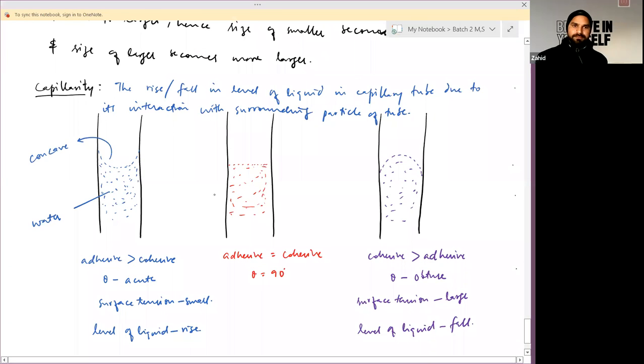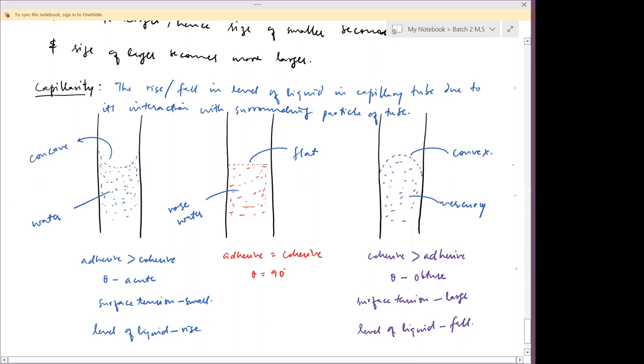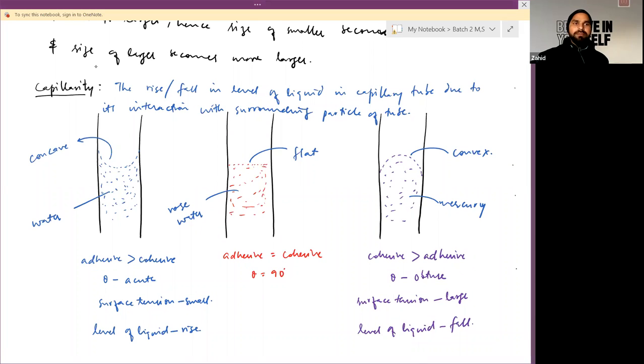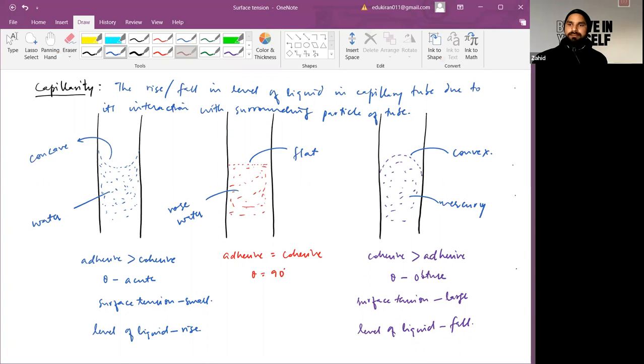In the second part, rose water, the shape of meniscus is flat. In the third part, mercury, and the shape of meniscus is convex. Just write it down till this point. We have to calculate the amount of liquid rise or fall, or define some mathematical formula to calculate it.